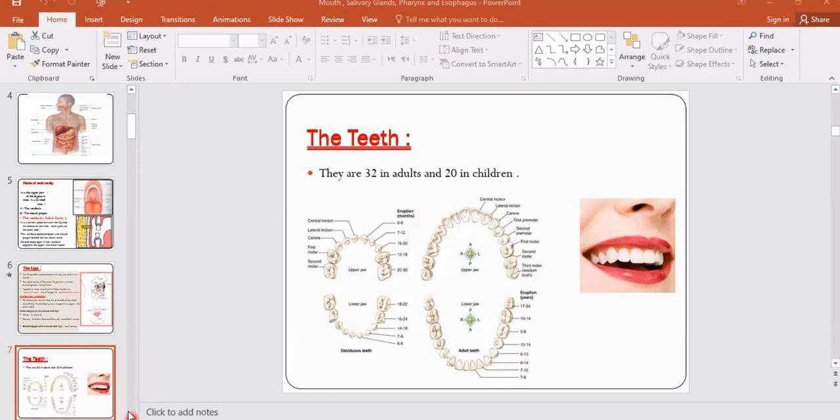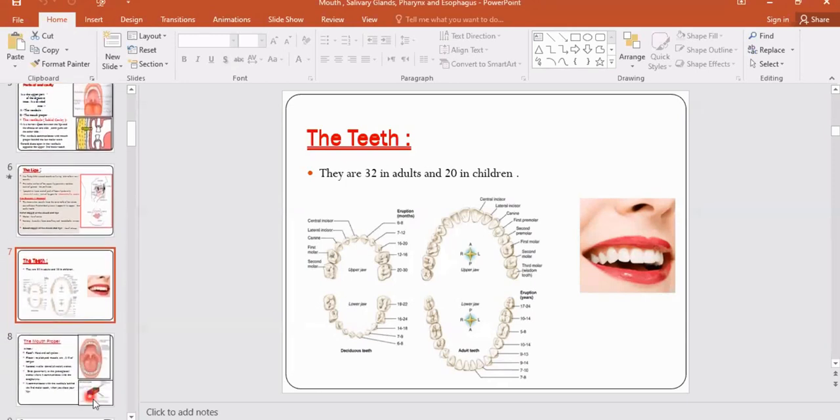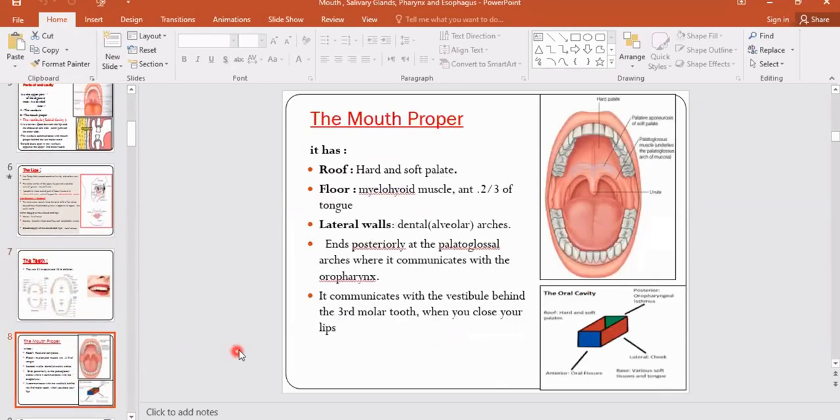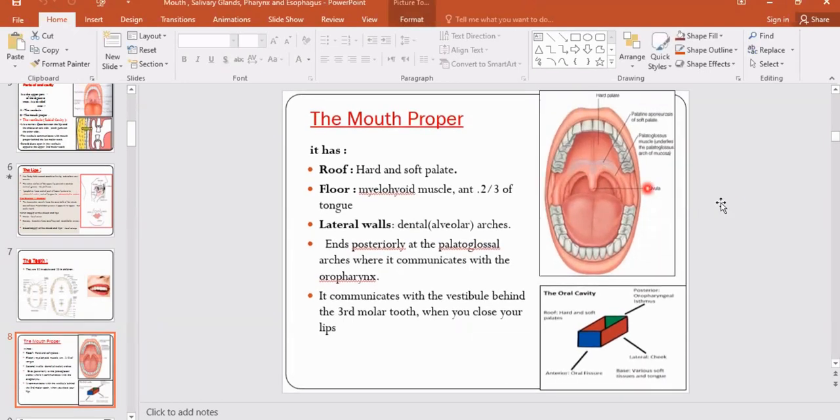These are called permanent teeth. So how many permanent teeth do we have? We have 32. Now coming to the oral cavity proper. When we open the mouth, we can see the oral cavity proper. Now, what do we have in the oral cavity proper?